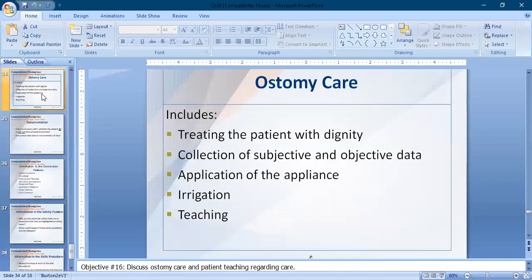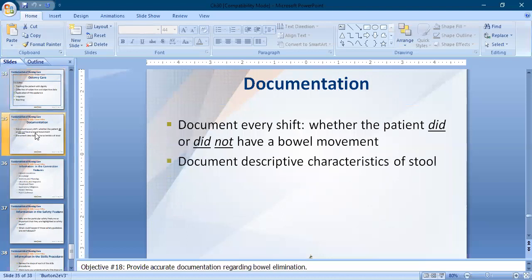And now go next here, ostomy care. Sometimes some patients have to change their ostomy appliances. We have to take care of the ostomy, right? That includes treating the patient with dignity, and collecting subjective and objective data. So what are the signs and symptoms? We have to write it down. Also application of the appliance, irrigation, and teaching. Including all of this, we have to talk about ostomy care, right?